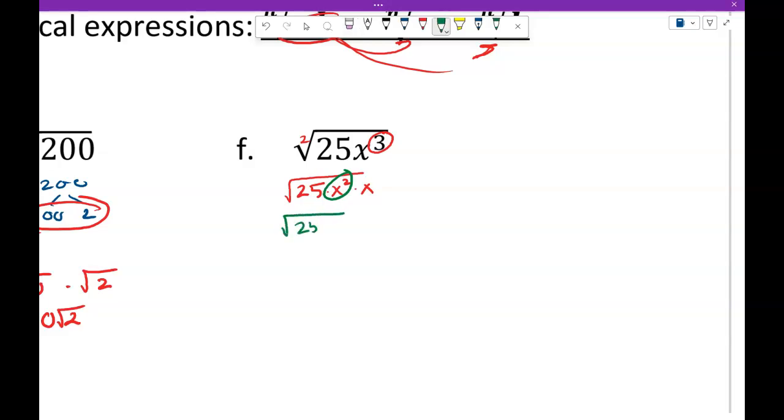So we'll have 2 radicals. The factors that we can take the square root of and the factors that we can't. 25x squared, the square root gives us 5x, and then we're left with square root of x.